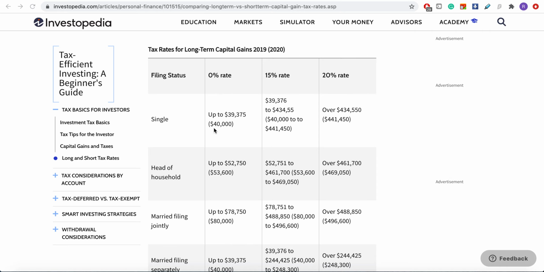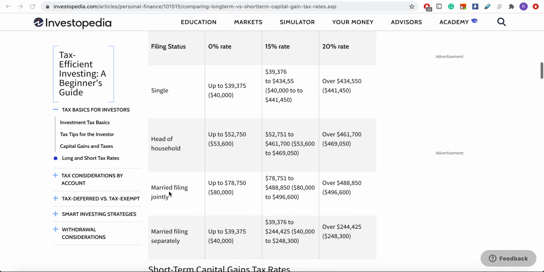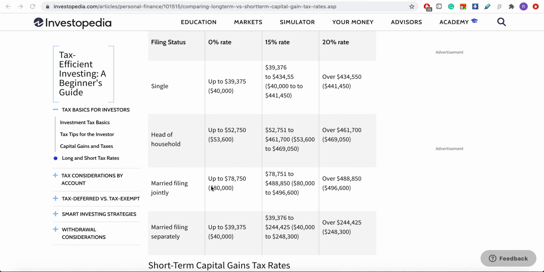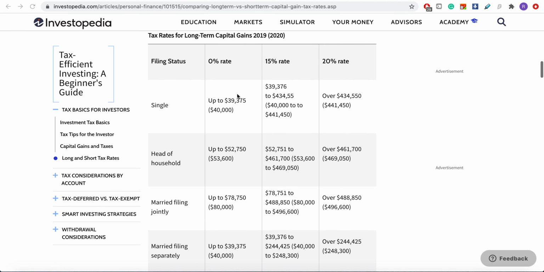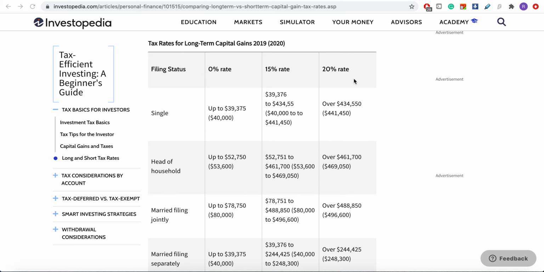This changes from person to person depending upon if you are filing single, married filing jointly, or married filing separately. So you have a different tax bracket. You can just go to this Investopedia link and see which bracket you fall into. But basically for long term there are three brackets, right? Up to 39,000, 0%, you don't pay anything. If you are between 39,000 and 434,000, you pay a 15% rate, right? And more than that you pay a 20% rate.